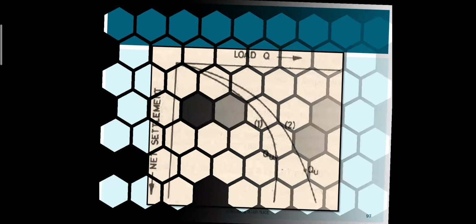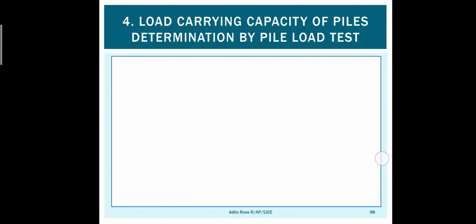Okay, you can see this kind of curves can be observed in a load settlement curve. Sometimes the settlement increases in a very steep manner, and sometimes it increases very sharply, or a sudden reduction can be observed, or gradually there can be a reduction, depending upon the type of soil. If it is clay, you can observe the second type of curve, and if it is sandy soil, you can observe the first curve.